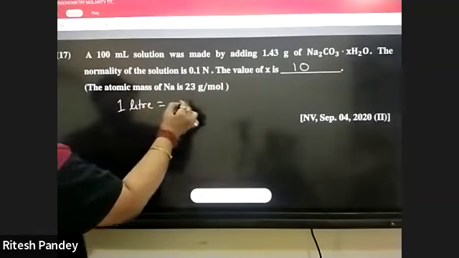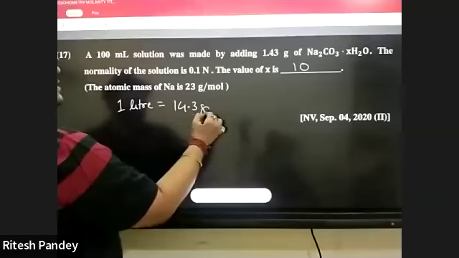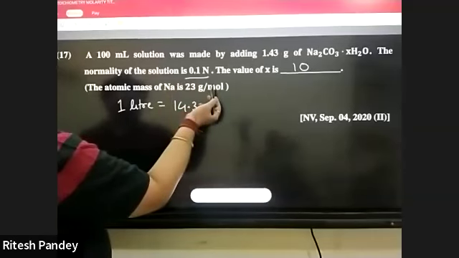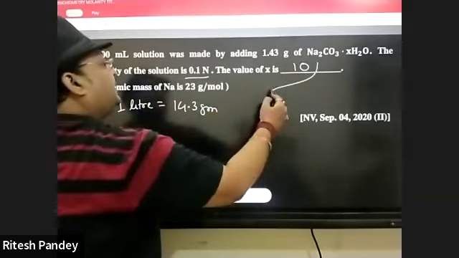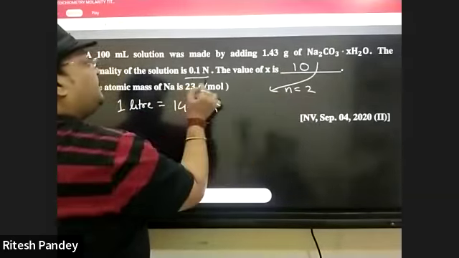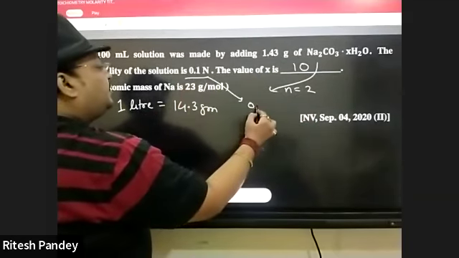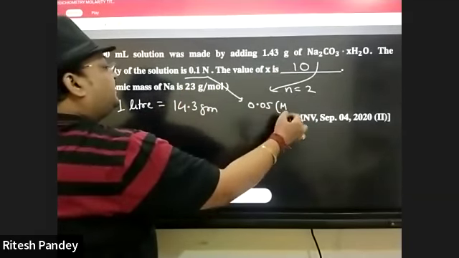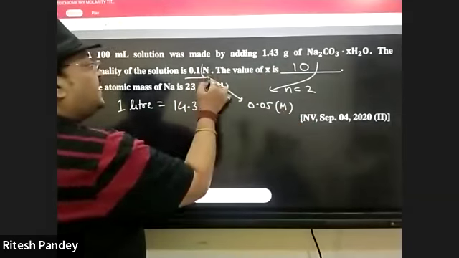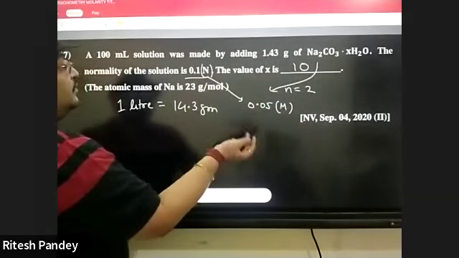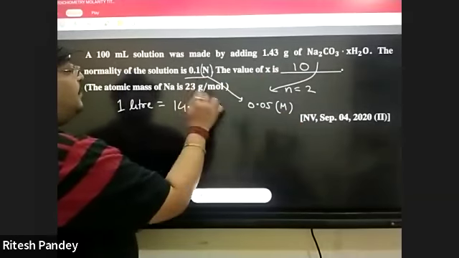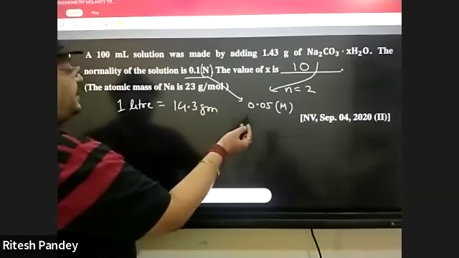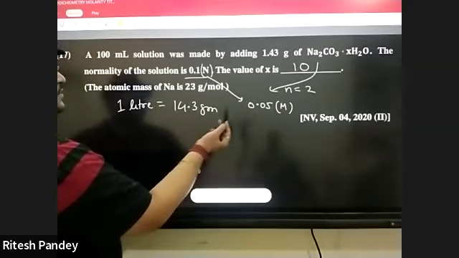In one liter, if this is 14.3 grams and 14.3 grams is 0.1 normal, remember sodium carbonate has an N factor 2, so naturally 0.1 normal is going to be 0.05 molar. People having difficulty in converting normality to molarity or molarity to normality would want to fix it. There is something you need to be good at. Normality to molarity should be like the back of your hand.